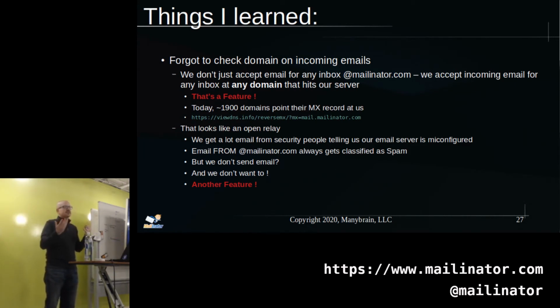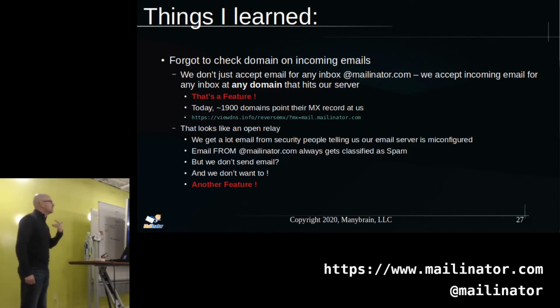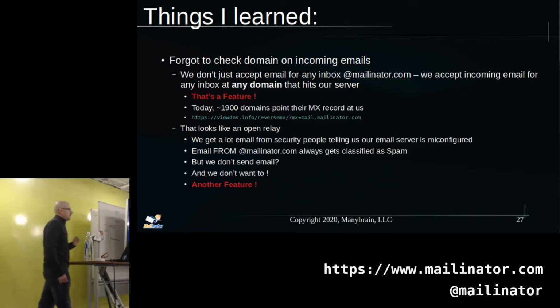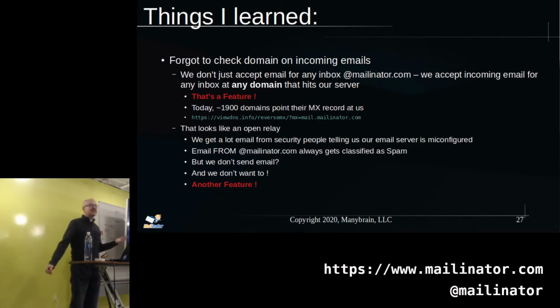Most SMTP servers will make sure that you configured it to say, accept email only from mailinator.com, right? I forgot that if statement. So if you called our servers and said, here's an email for billgates@gmail.com, sure, we'll take it. We'll put it in Bill Gates' inbox. So immediately, I realized you could send an email with any domain you want to our SMTP servers, and the system will accept it happily. I thought it was a bug, and I realized it's a feature, right?